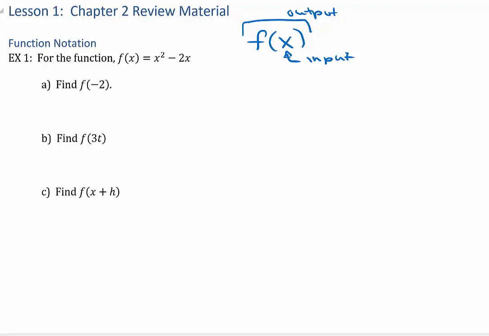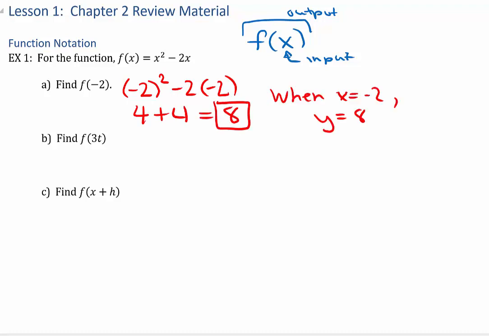So if I want to find f of negative 2, I just take the negative 2 and I plug that in for all of the x's. So that would give me 4 plus 4, or 8. This problem is telling me that when x is negative 2, the y value is 8.